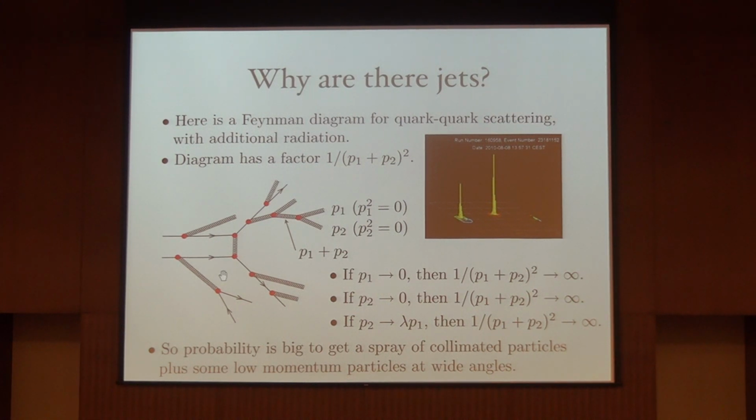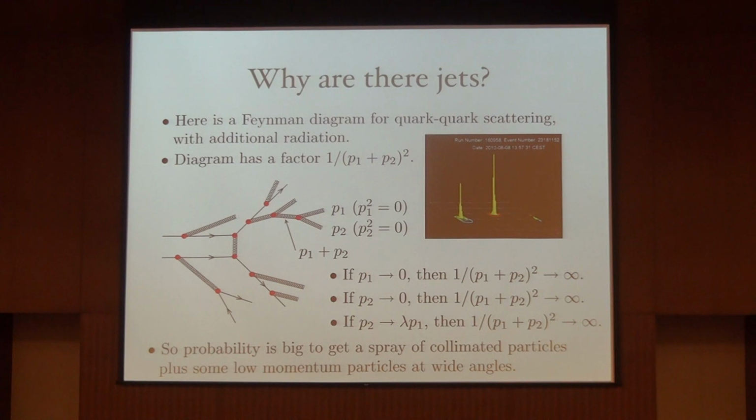And if P2 gets to be parallel to P1, so P2 equals lambda P1, where lambda is just a number, then 1 over (P1 plus P2) squared is also going to infinity. It's just 1 over (1 plus lambda) P1 squared, which is 1 over 0, which is infinity. So in all of those cases, we're getting a very, very large Feynman graph. So it must be very common to have either soft emissions, P1 goes to 0, P2 goes to 0, or to have collinear emissions where they're both collinear.